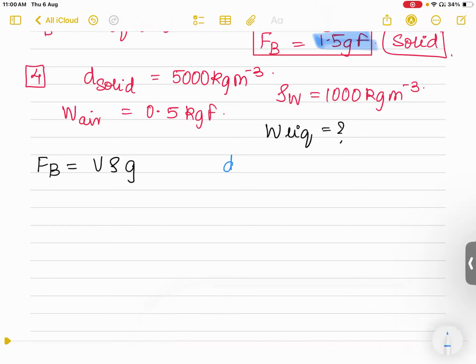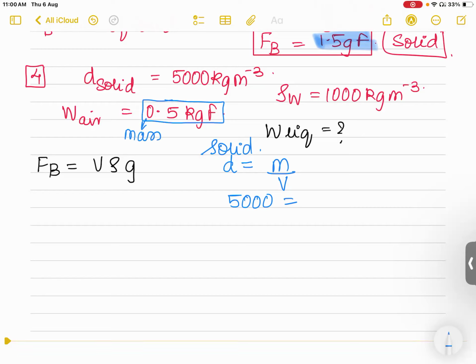So I will write here density is equal to mass upon volume. This I am calculating for the solid, students. Density of solid is given to me, 5000. Weight is given to me, 0.5 kgf. So from weight, students, can I write this as my mass? You remove gf, you get your mass. So you will get mass as 0.5. Volume we don't know, so we will write here V is 0.5 upon 5000 meter cube. This is my volume.